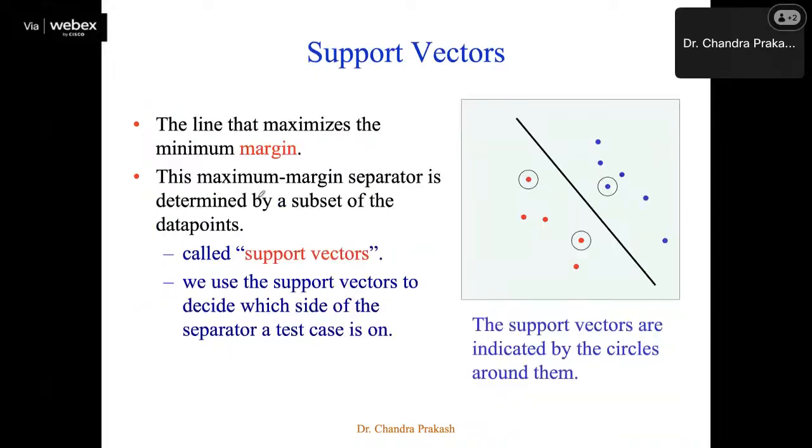So what is the other method? We take the help of the support vector, the line that maximizes the minimum margin. Support vectors are those vectors which we use, for example, over here: this is class 1, this is class 2. For class 2, I have 1, 2, 3, 4, 5, 6 points. And for class 1, I have 1, 2, 3, 4, 5 points. 5 points over here, 6 points over here.